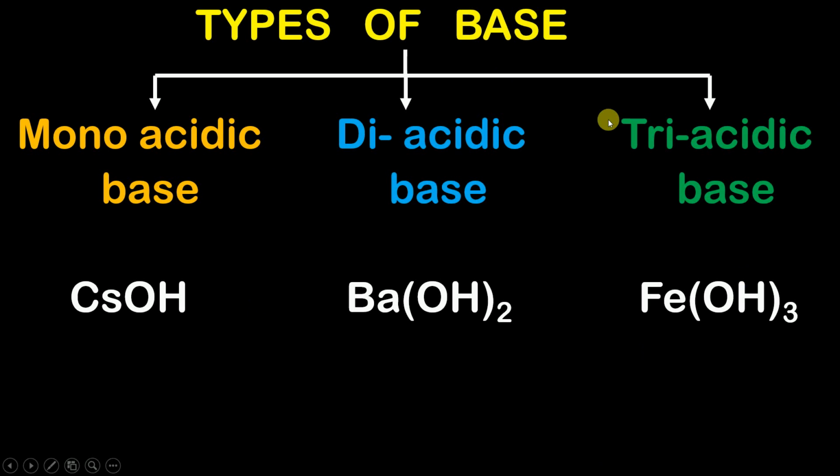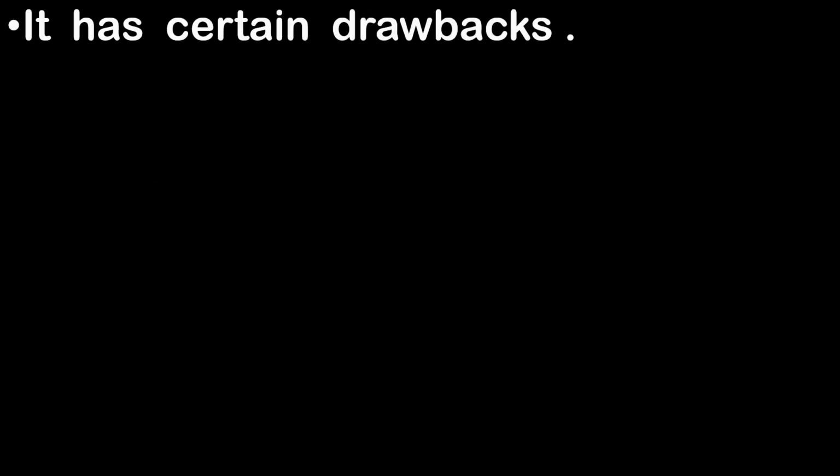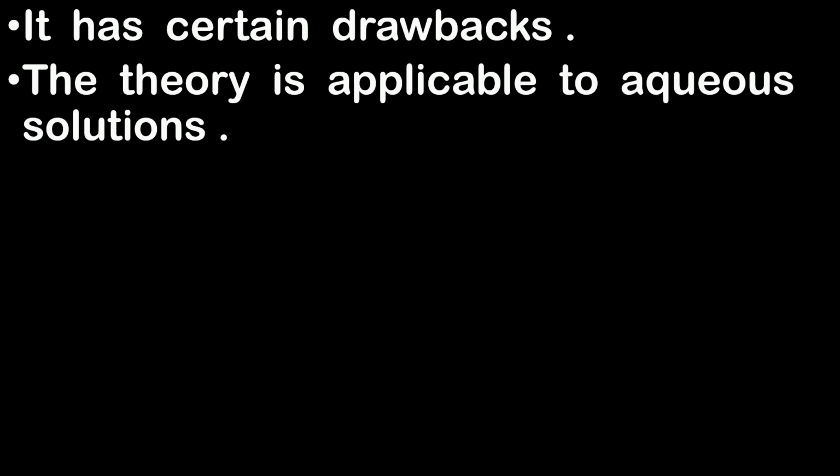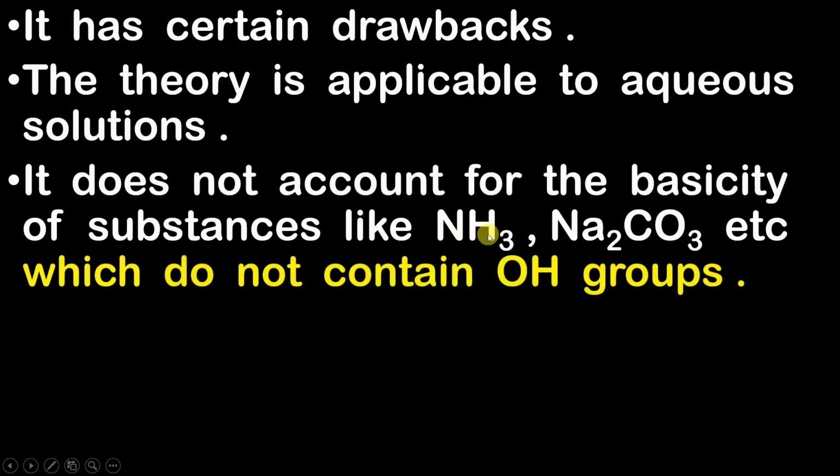Now, although Arrhenius theory accounts for properties of many acids and bases, it has certain drawbacks, or you can say it has certain limitations. For instance, the theory is applicable to aqueous solutions. As you have seen, we were adding the acid and base to water. So this theory is applicable to aqueous solution. Aqueous solution is nothing but a solution where water is a solvent. And it does not account for the basicity of substances like NH3, Na2CO3, etc., which do not contain OH groups.